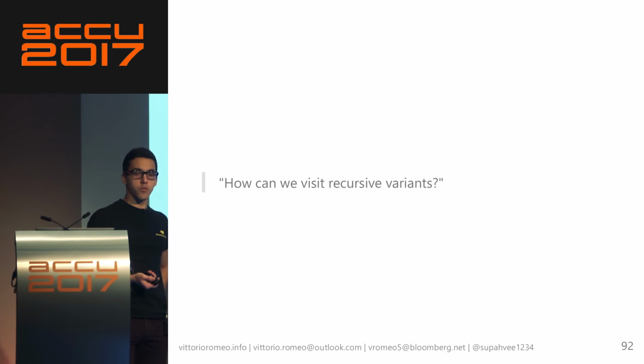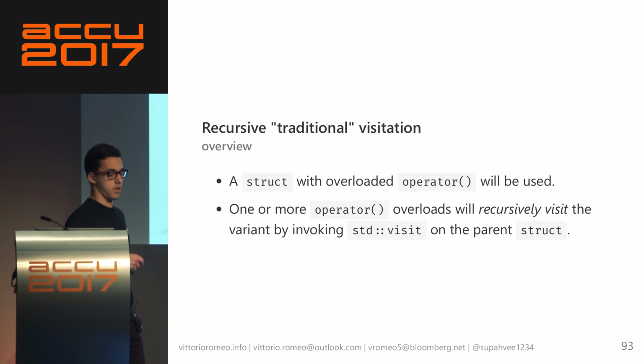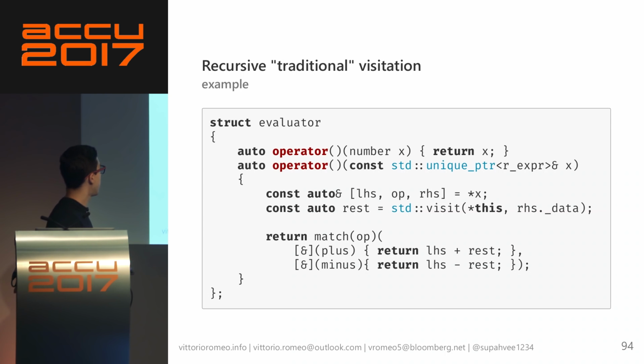So the problem is now, how can we visit recursive variants? In the case of traditional visitation, we can use a struct with an overloaded operator call, and one or more overloads will recursively visit the variant, and one or more will be base cases. And by simply invoking std::visit, it will just work. So this is how you would define something that evaluates our expression. We'll have a base case here, which takes a number and returns the number. So that's a very simple base case.